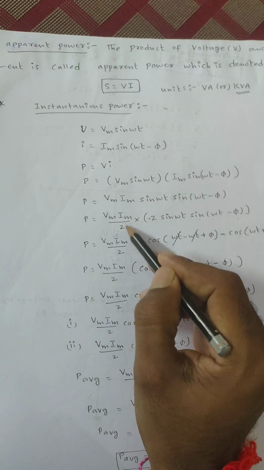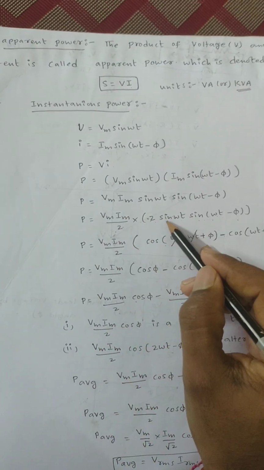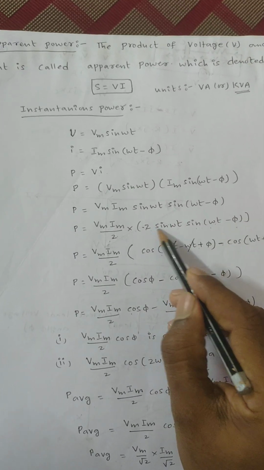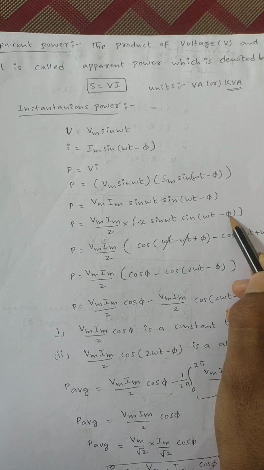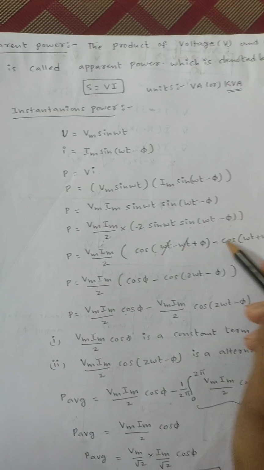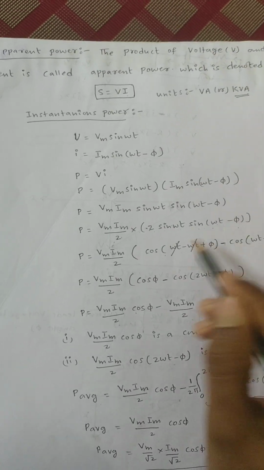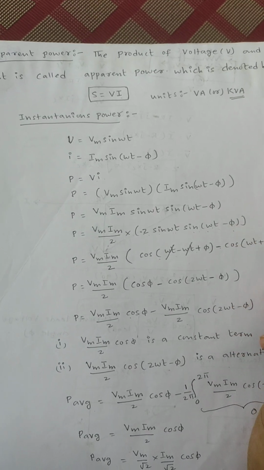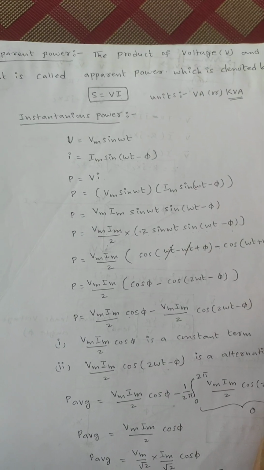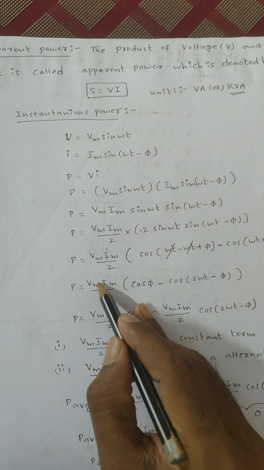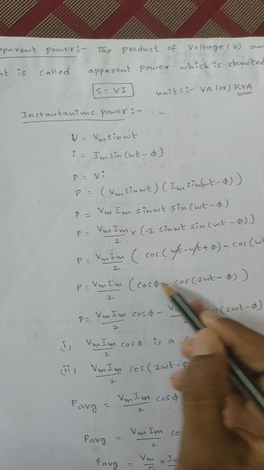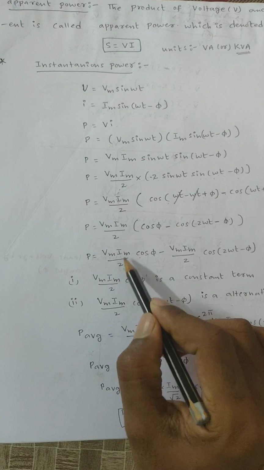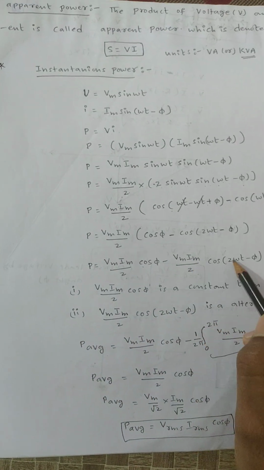Multiply and divide by 2, you will get Vm Im by 2 into 2 sin omega t into sin of omega t minus phi, that is the 2 sin A sin B form, right? That is cos of A minus B minus cos of A plus B. That is cos of omega t minus omega t plus phi, minus cos of A plus B, that is omega t plus omega t minus phi, right? If I simplify this equation, Vm Im by 2 into cos phi minus cos of 2 omega t minus phi, then power P is equal to Vm Im by 2 into cos phi minus Vm Im by 2 into cos of 2 omega t minus phi.